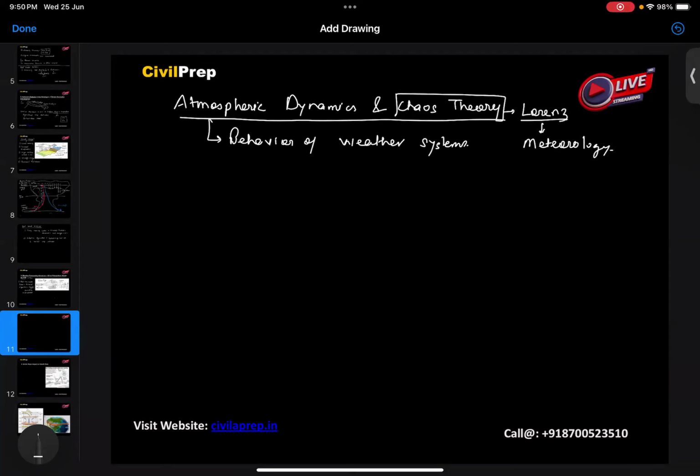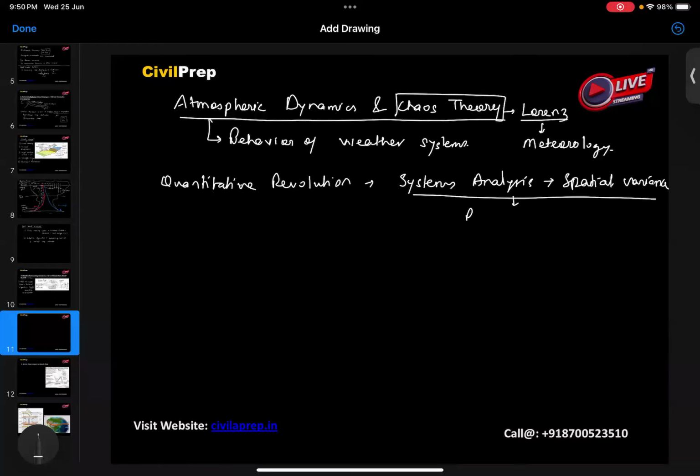Okay, and here this probabilistic forecasting model is one of the tools of the quantitative revolution, a part of systems analysis, which is used to study the spatial variance. So this is part of this probabilistic model.